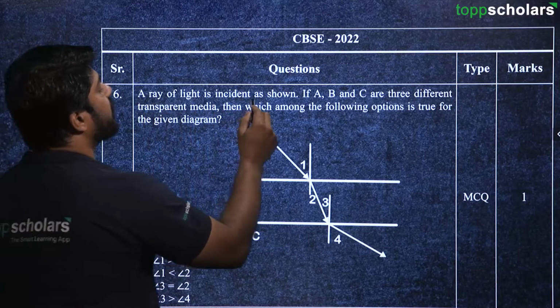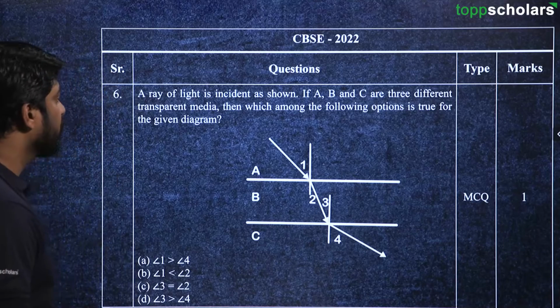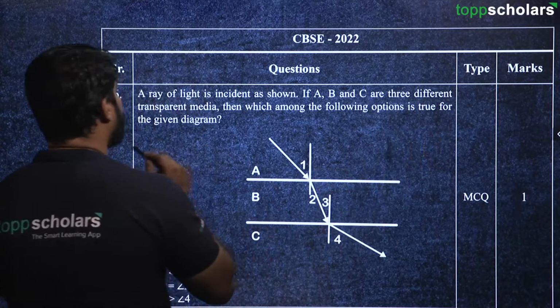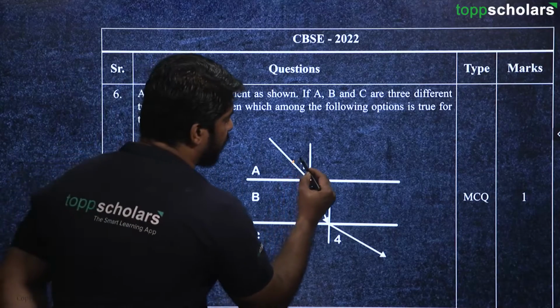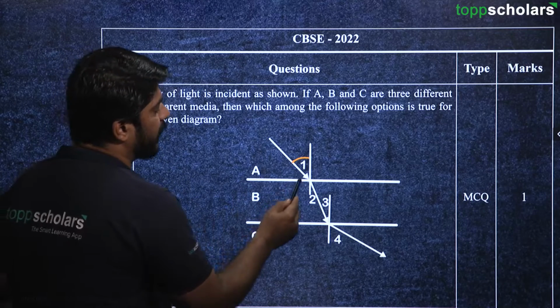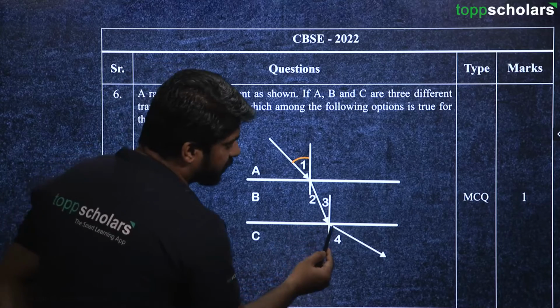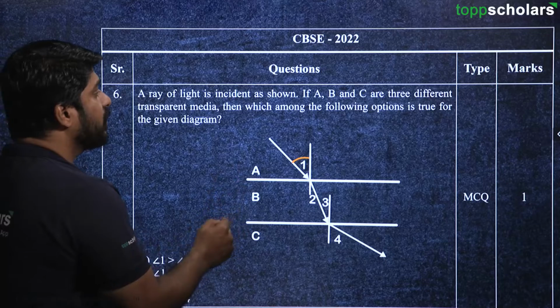A ray of light is incident as shown. If A, B, C are 3 different transparent media, then which among the following options is true for the given diagram? Here there is a diagram. This is the angle of incidence, which is named as 1. This is the incident light, this is the normal, this is the refracted light, this is the normal, this is the emerging ray. So we have got 3 media A, B, C.